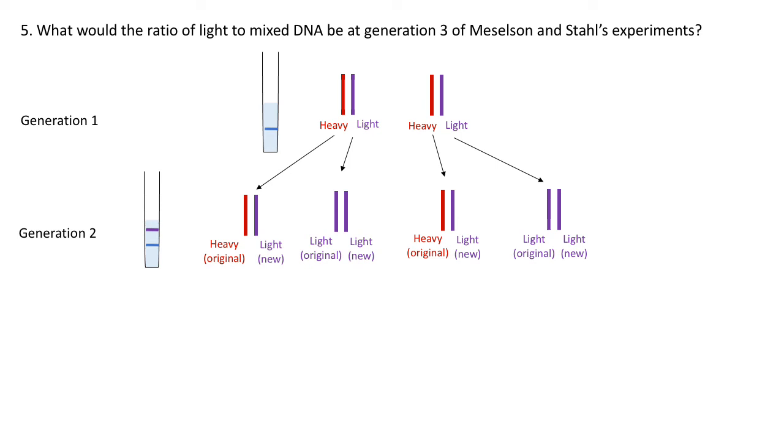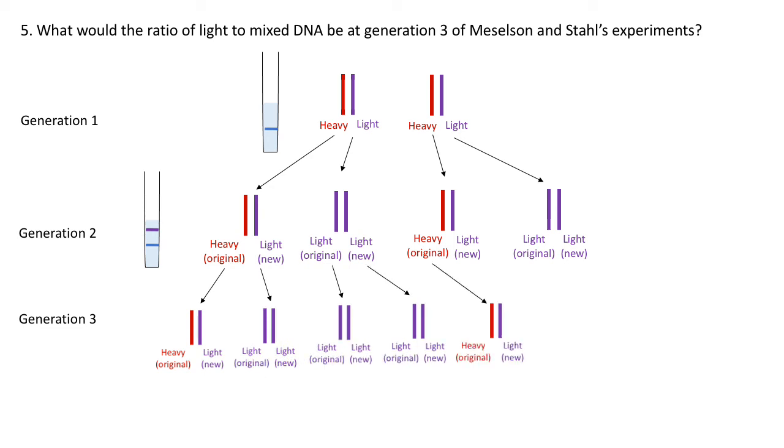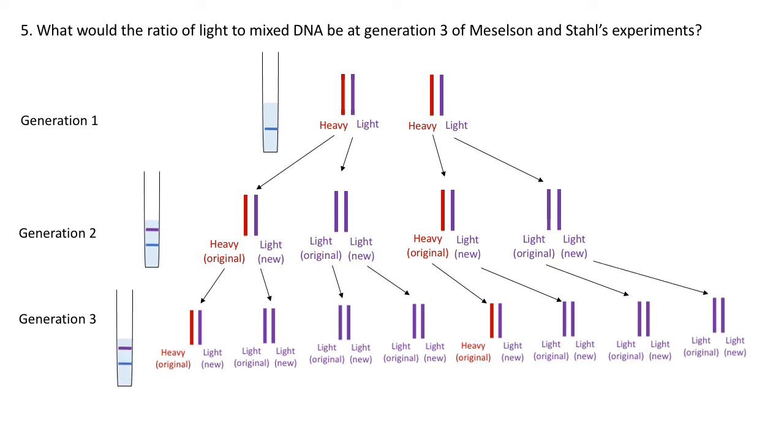And so then if we carried on with the replication again, in generation 3, we would observe this. Any new strands that were made would be made with the light DNA nucleotides, and so we'd get this pattern. If we looked in the centrifuge tube, we would see a similar result, but we'd obviously be getting more of the light DNA. And so in terms of ratio, you can just count it there, and what you should get is a light to mixed ratio of 3:1.